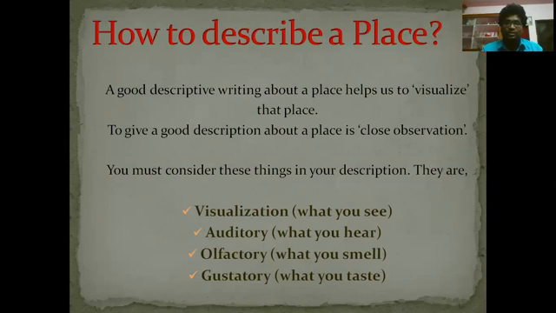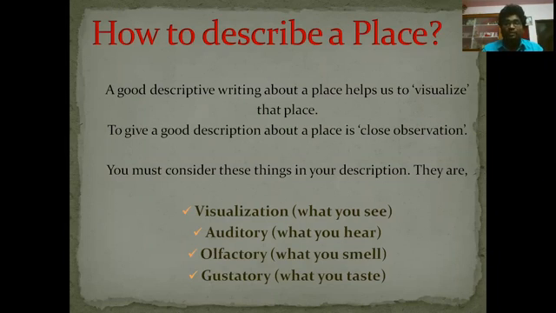What is this visualization? It is nothing but what you have seen, what you have experienced there. And the second thing, auditory: what you heard about that place. For example, let's talk about Ramoji Film City. As soon as you enter, you travel 10 kilometers, and then after taking some rides, you experience some cinema settings, and places that you have seen in the movies. Everything will be seen by us there.